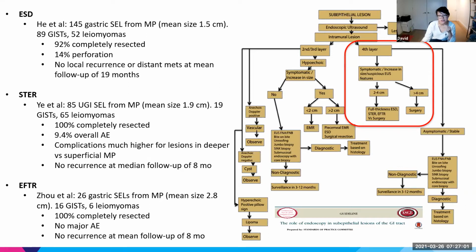Zhao and company utilized this technique on 26 gastric subepithelial lesions arising from the muscularis propria, with an average tumor size of about 2.8 centimeters. Complete resection was obtained in 100% of cases, and there were no major adverse events reported. All in all, the decision to pursue endoscopic versus surgical resection is really case center and expertise dependent. But I'm curious to hear from our advanced team what their experience has been in approaching these cases.